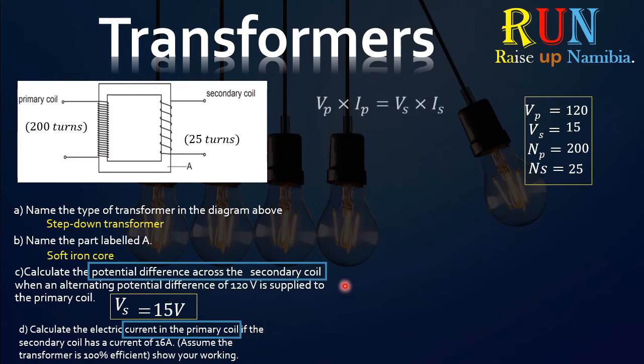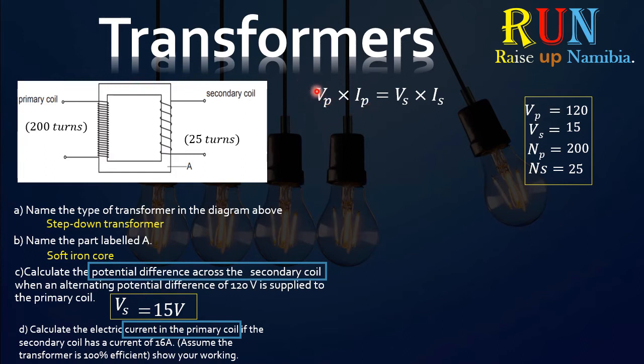So for this type of question, we are using this formula. Why? Because they even told you here to assume the transformer is 100% efficient. Now when a transformer is 100% efficient, this simply means that the power that is inputted is equal to the power that is outputted. Hence, let's really go through the formula.